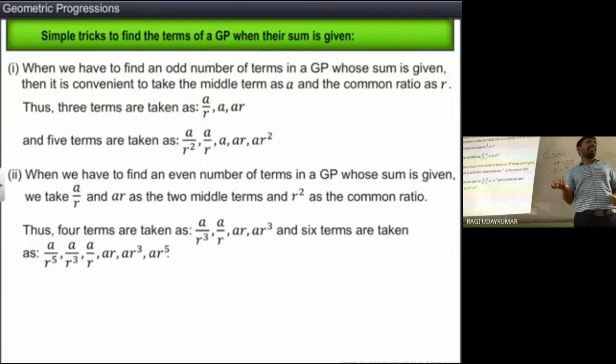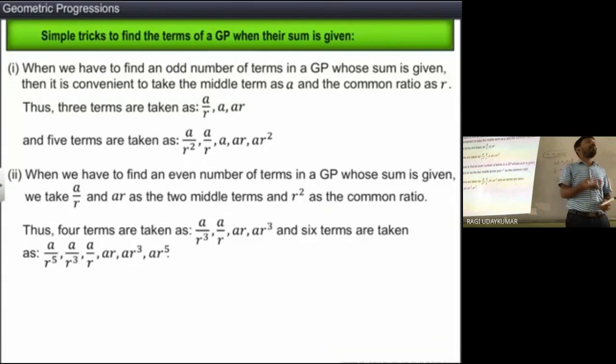Sir, why do we take like this? Why do we take the risk? If the product is given to you, multiply the four terms of the geometric progression: A by R cube and AR cube cancel, and A power 4 comes. So in the question, the product will be given to you, not the sum. Product will be given to you.